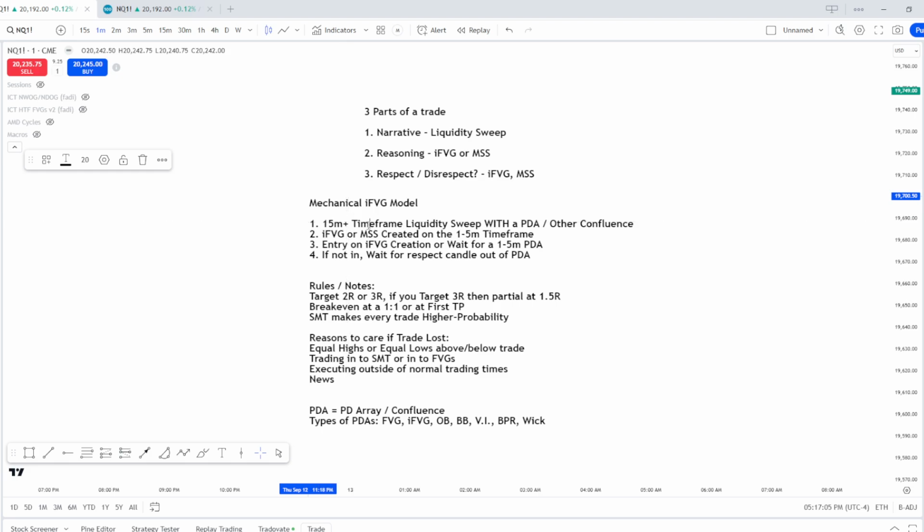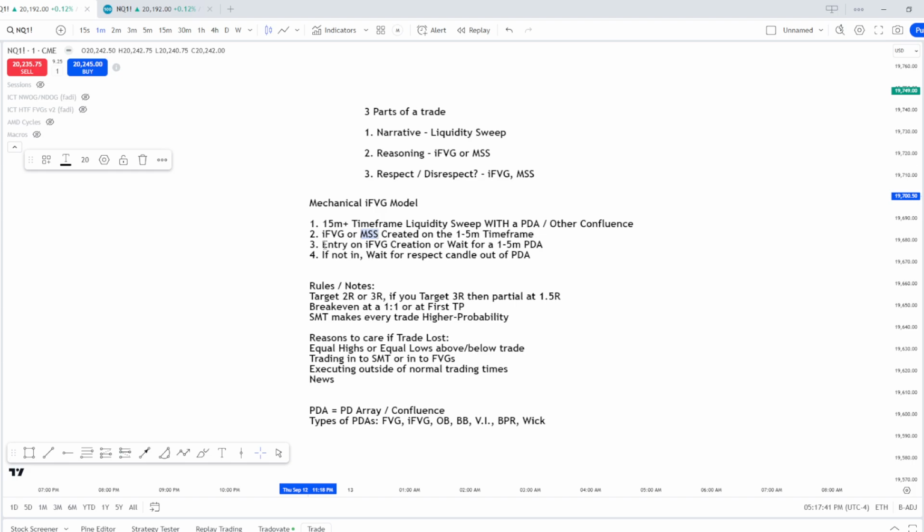So for the next part of the strategy, we will wait for an inverse fair value gap or a market structure shift created on the 1 to the 5-minute time frame. You could use the 1, 2, 3, 4, or 5-minute time frames, whichever suits you best. Like I said, we get the liquidity sweep inside of a fair value gap or whatever confluence we use. Oftentimes, it will end up being a fair value gap that you'll get a liquidity sweep inside of. Then we wait for our inverse fair value gap or a market structure shift on the lower time frame.